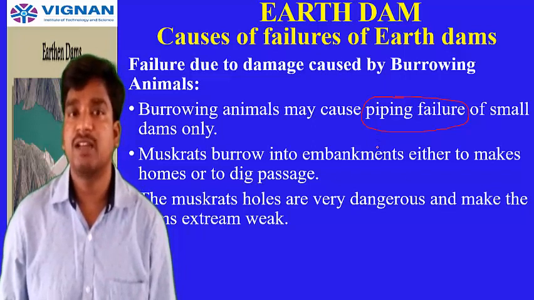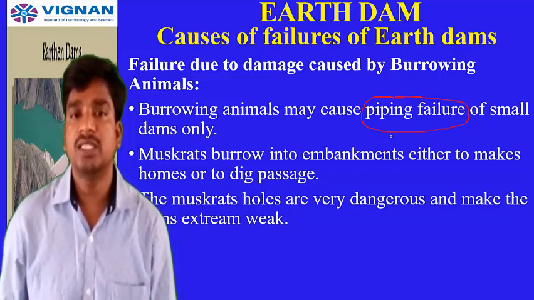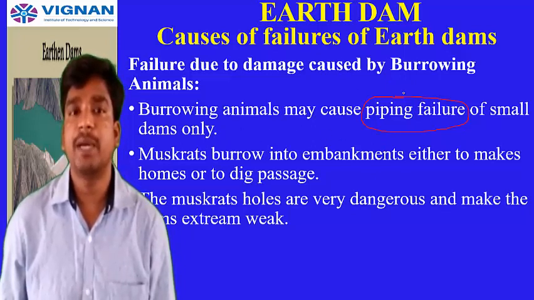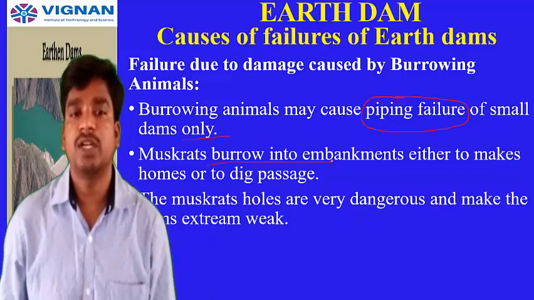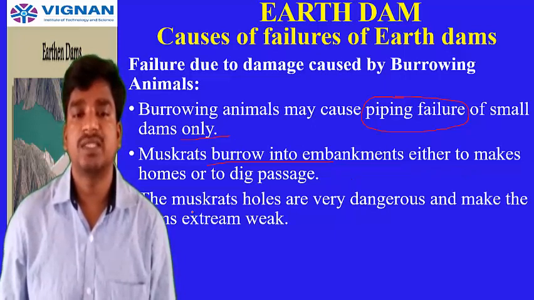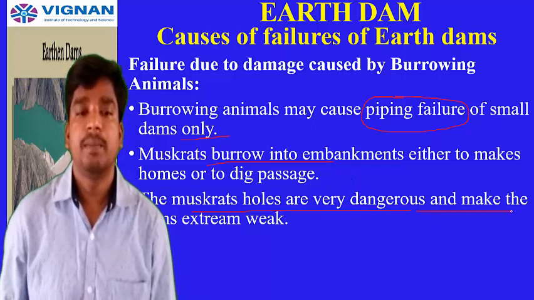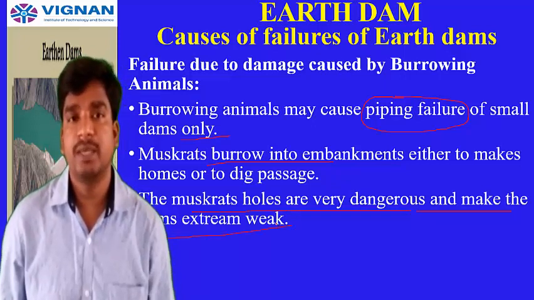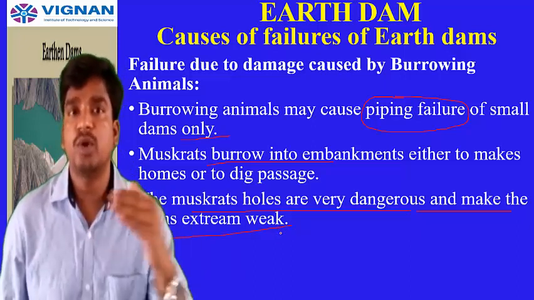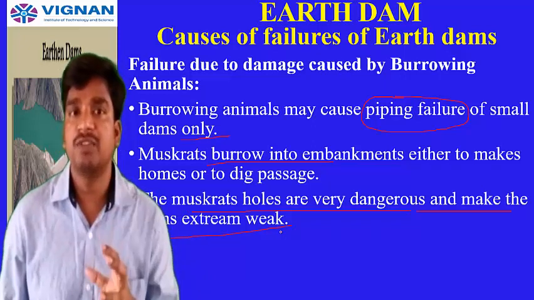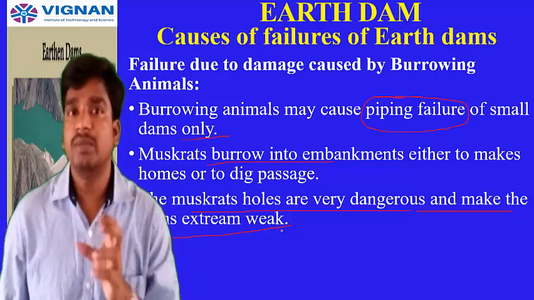So piping and sloughing are the two important failures. Holes made by burrowing animals may create piping failures for small dams. Muskrats burrow into embankments either to make homes or to dig passages. These muskrats are very dangerous, and they may make the dams extremely weak because the inner core may get damaged by the muskrat creating holes through the body of the dam. It may be through the upper layer of the dam, or through the pervious core, meaning the inner core of the dam.